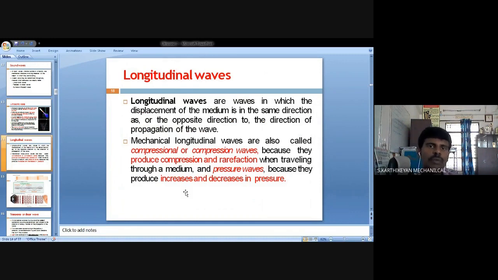We have to see them one by one. First, we have the longitudinal waves. Longitudinal waves are waves in which the displacement of the medium is in the same direction as, or the opposite direction to, the direction of propagation of the wave. Mechanical longitudinal waves are also called compressional waves because they produce compression or rarefaction when traveling through a medium, and pressure waves because they produce increases and decreases in pressure.